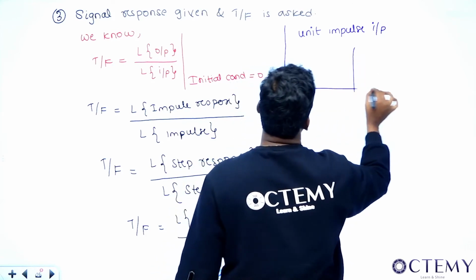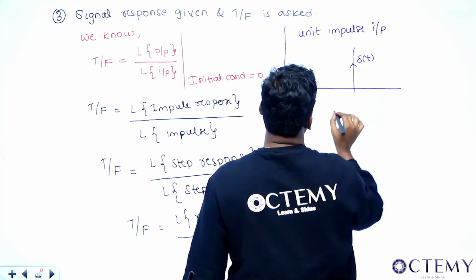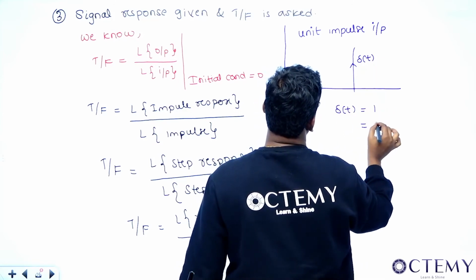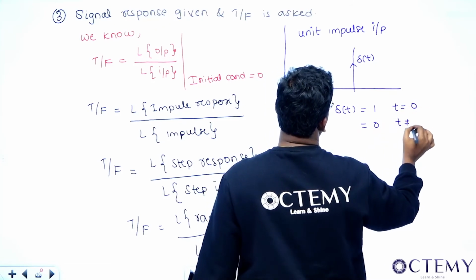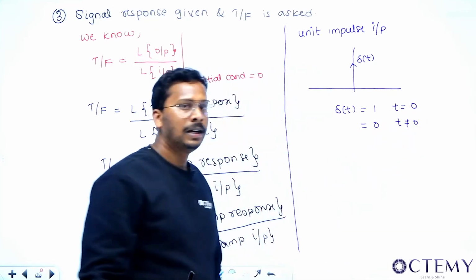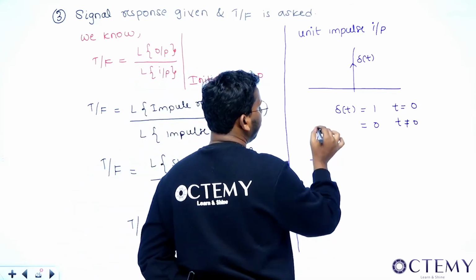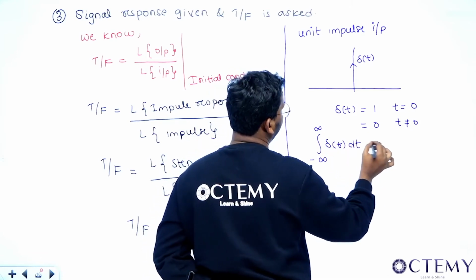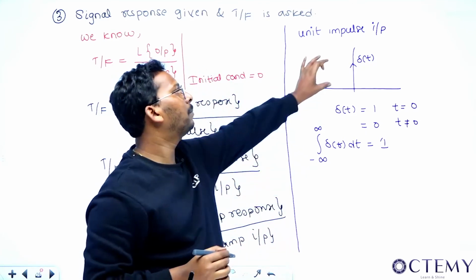This is how it looks. The impulse will only be present at t equal to 0, and it is 0 for t not equal to 0. Right? And the area, the integral from minus infinity to infinity of delta(t) dt, will be equal to 1. What is the meaning of this? That means the area of the impulse is basically 1.